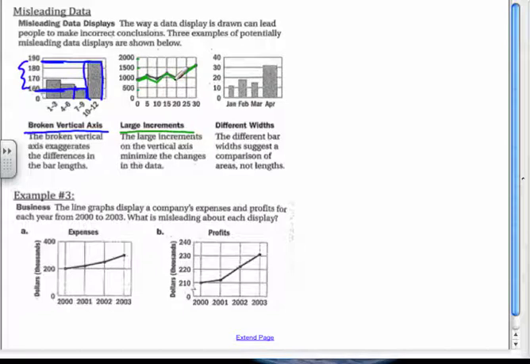And then the last one here is just absurd, really, but you do see it occasionally. The different bar widths suggest a comparison of areas, not lengths. So when you look at April, you think, man, look how big that is, right? And look how tiny this thing is, when really it's 12 and this is 30. Making this bar on the right for April fatter makes it seem even bigger than the one in January.